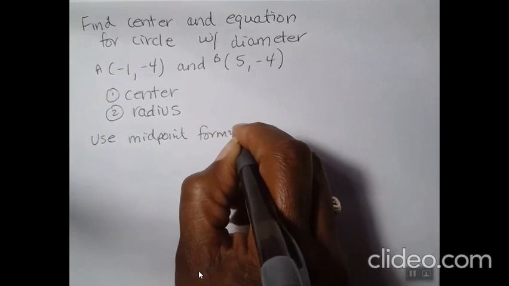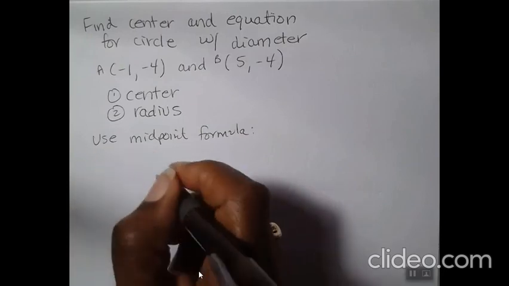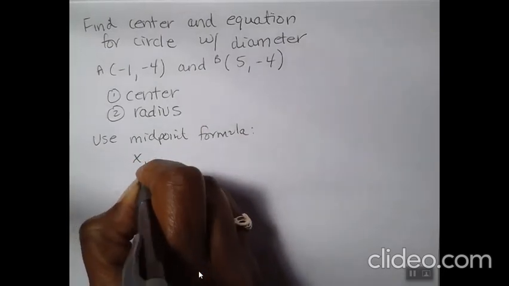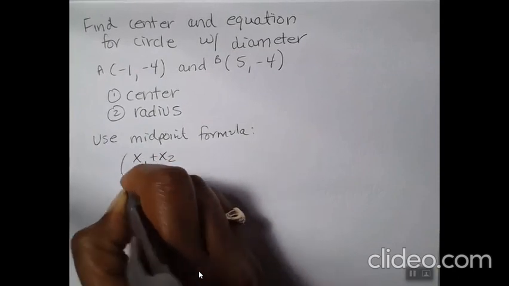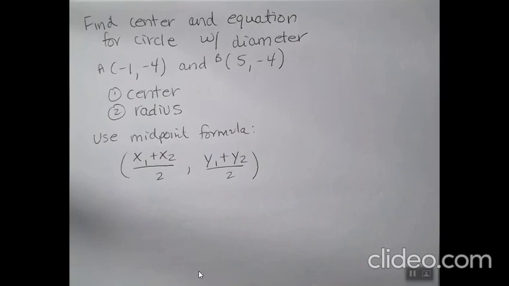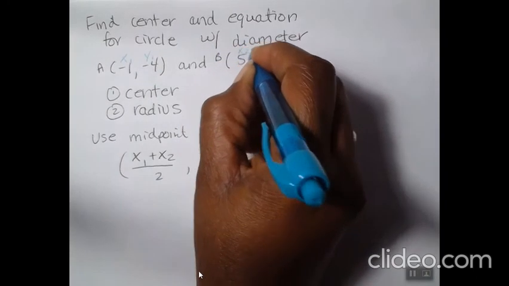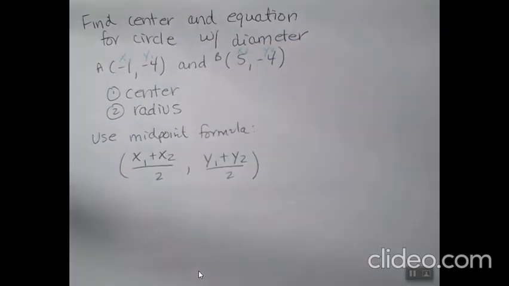We're going to use our midpoint formula. That should give us the center of these two points. So our midpoint formula is x1 plus x2 over 2 and y1 plus y2 over 2. Substituting our x1 and x2. This is x1 and y1. This is x2 and y2. Putting those in.